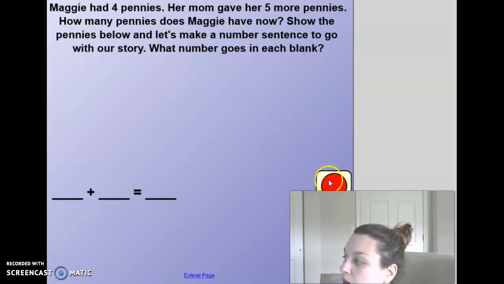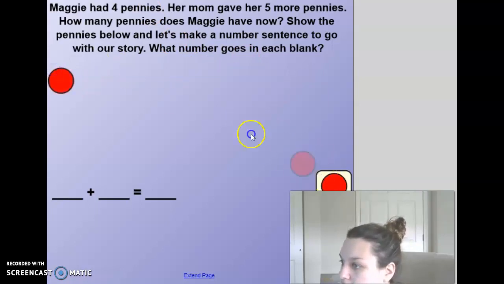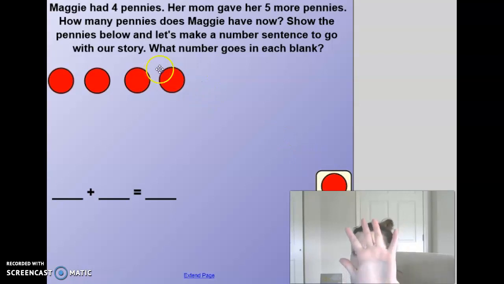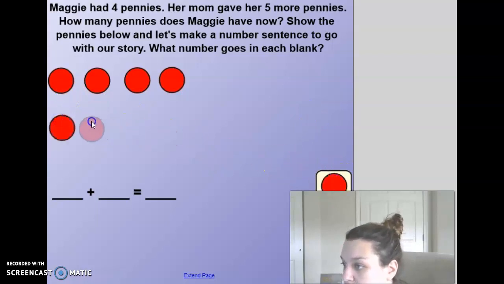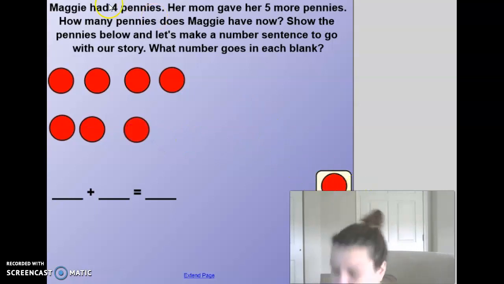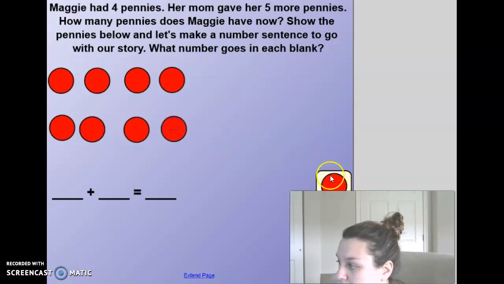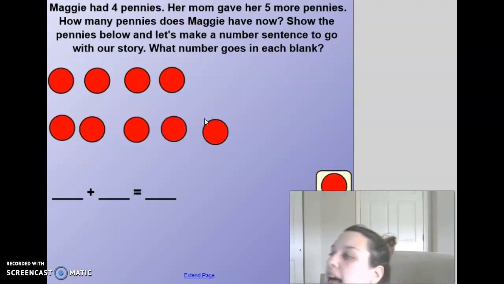Maggie had 4 pennies. 1, 2, 3, 4. Her mom gave her 5 more. That was very nice. 1, 2, 3, 4, 5. How many pennies does Maggie have now? Go ahead and based on the picture, can you write me a number sentence, please? Then unpause me and we'll go over it together.